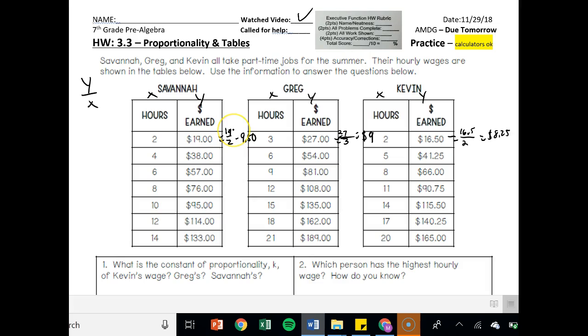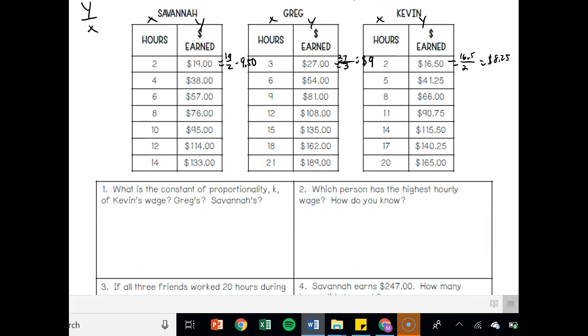And since it's an hourly wage, you can tell that this is going to be constant proportionality all the way through. So it's not like I work more hours, I get paid more per hour. That's not how it goes. So the constant of proportionality for Kevin, we already figured it out, is 8.25. So you should say Kevin, sorry, not K. That'll get confusing. Kevin is 8.25. Greg is $9. And Savannah is $9.50.